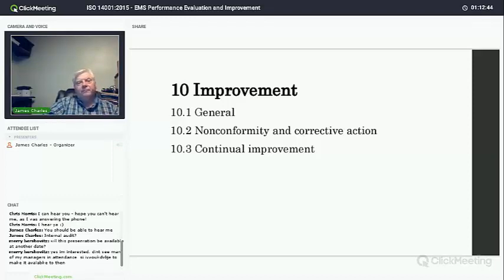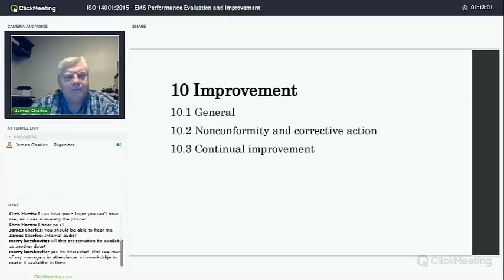Okay. Any questions on performance evaluation? Okay, so let's go right into 10.0, improvement.